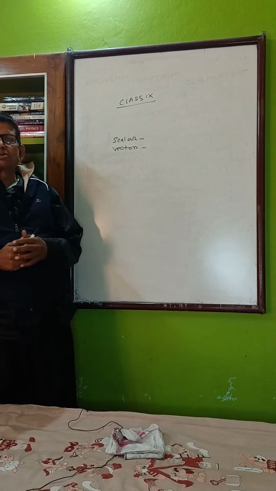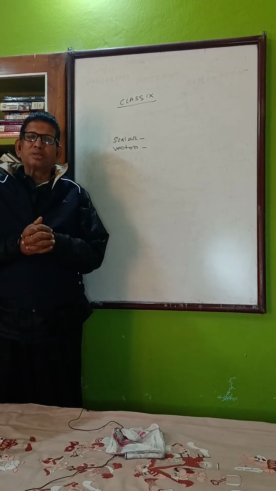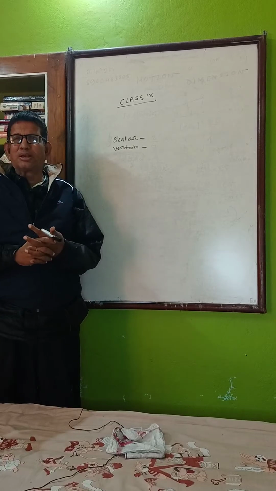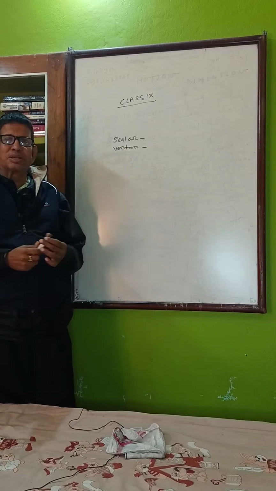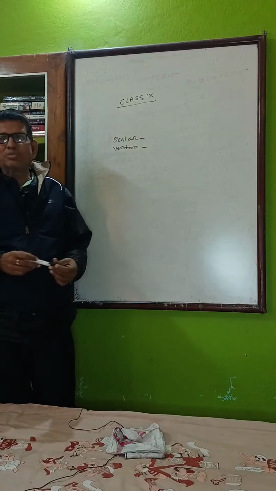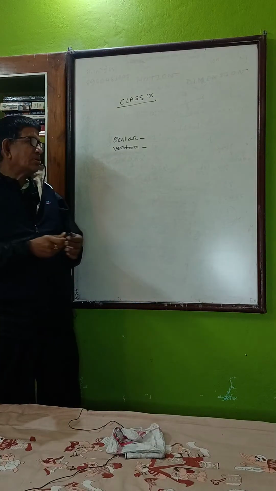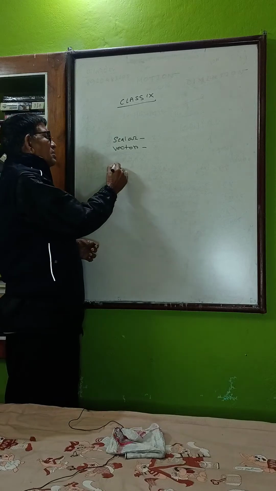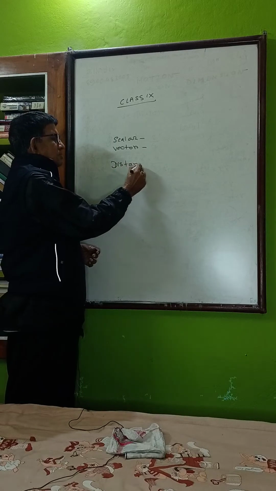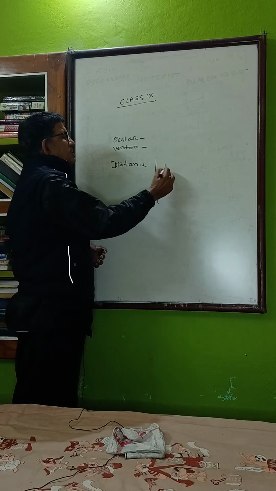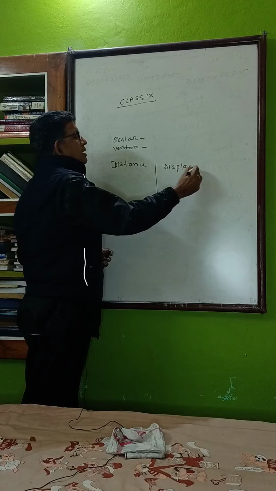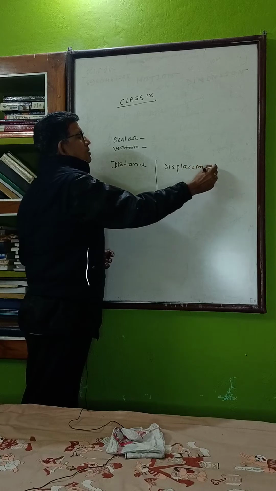Similarly, we face some vector quantities. As for example, displacement, velocity, acceleration, retardation, electric intensity, magnetic intensity, like this. After that, we are going to define what is distance and what is displacement. Very fundamental quantities in physics.